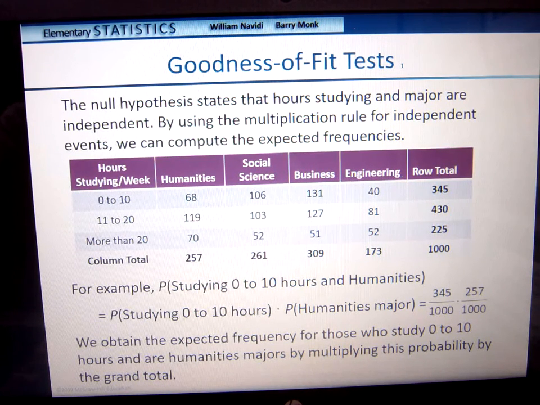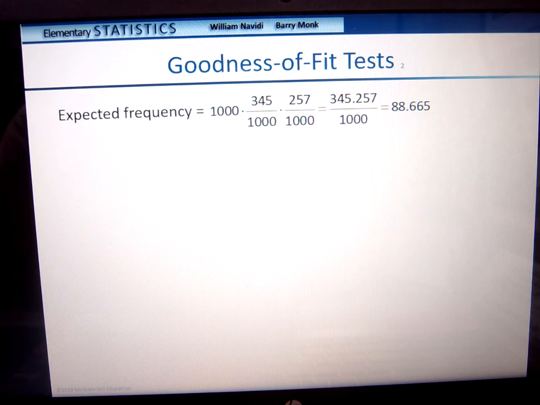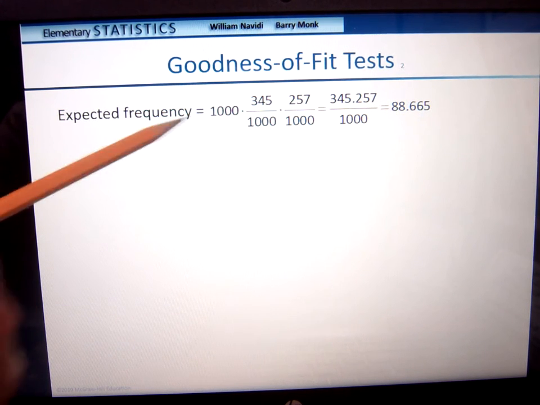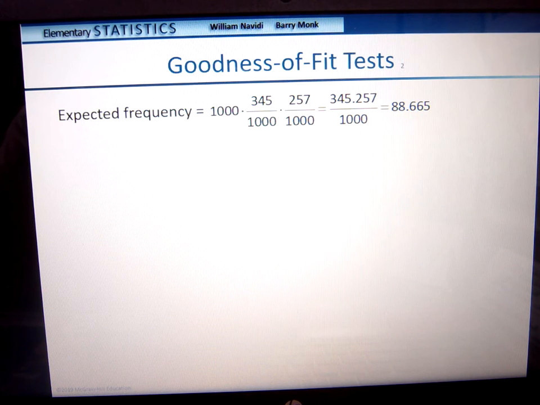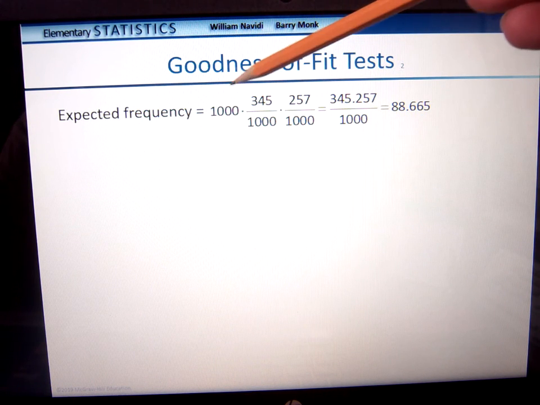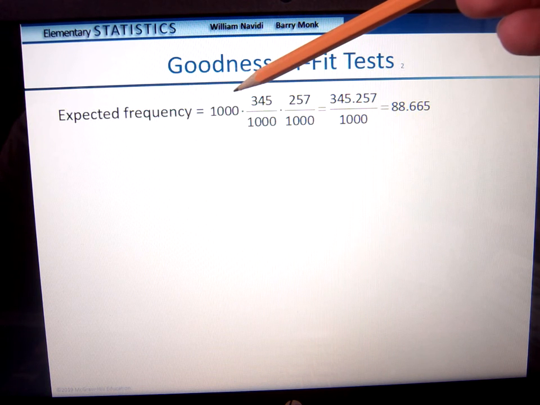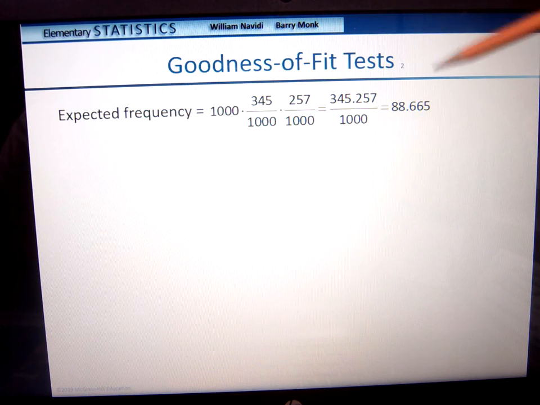Now we obtain the expected frequency for those who study 0 to 10 hours and are humanities majors by just multiplying these together, and then multiplying by the grand total. So when we multiply them together, and we're multiplying by 1,000 to get the expected frequency, because that's the number that we have, what we will get here is 88.665. So again, we're multiplying these two together, and don't forget to multiply by the number in the study so that you get your expected frequency, 88.665.